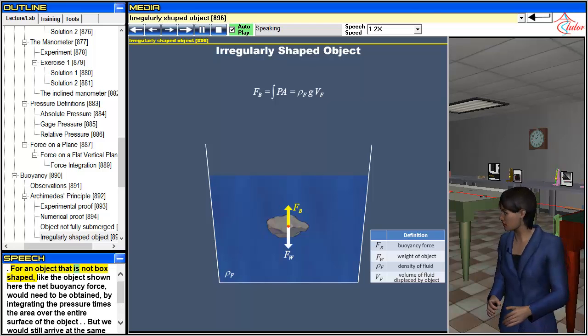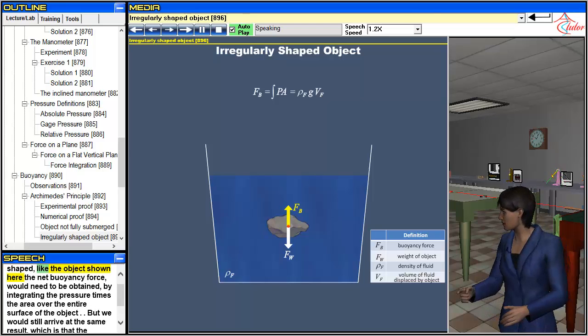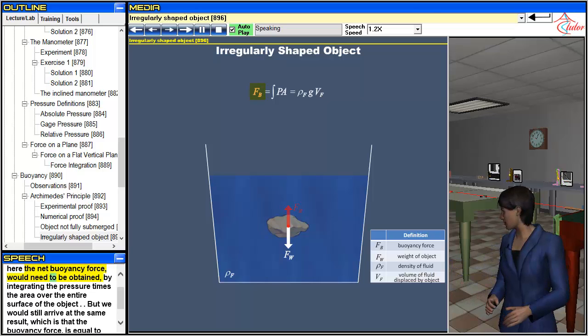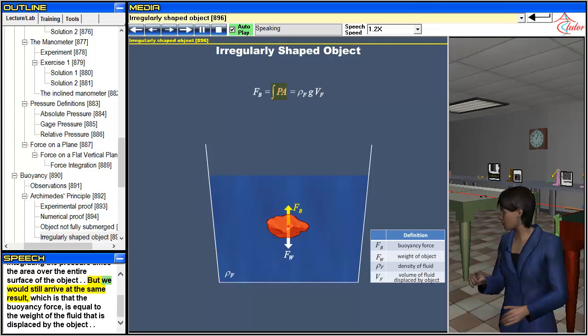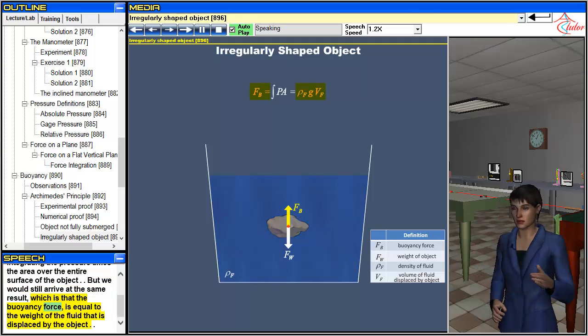For an object that is not box-shaped, like the object shown here, the net buoyancy force would need to be obtained by integrating the pressure times the area over the entire surface of the object. But we would still arrive at the same result, which is that the buoyancy force is equal to the weight of the fluid that is displaced by the object.